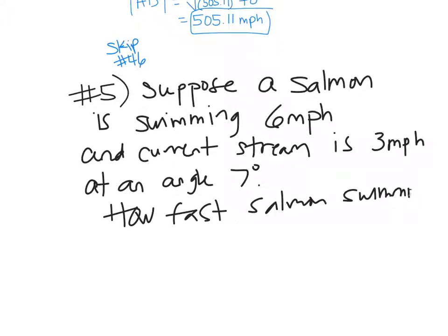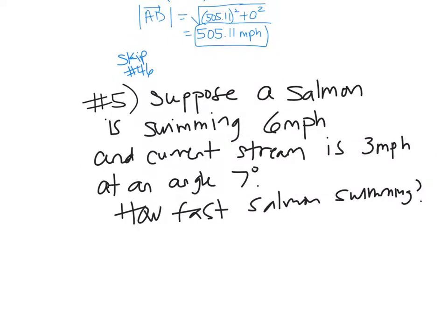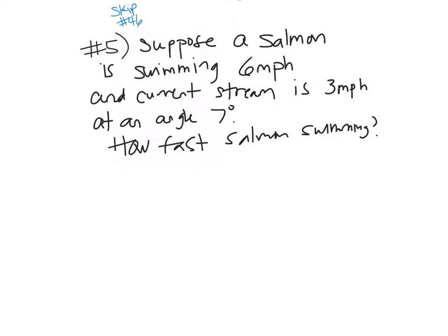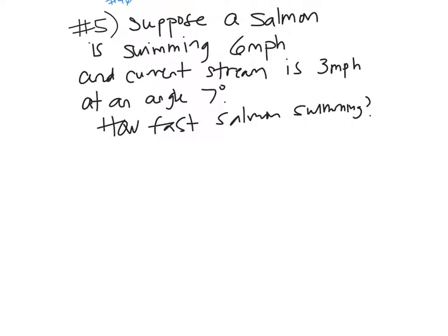He's swimming 6 miles per hour. But he's got a current coming against him, so he's not actually going 6 miles per hour after that current's hitting him. He's trying to go 6, but the current's pushing him back. We're going to find out how fast he's actually going. So here we go, we're going to draw a picture of this. I'm going to draw the salmon in red, because it's a salmon color.